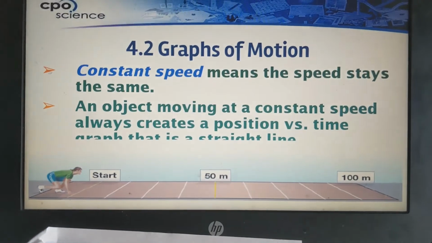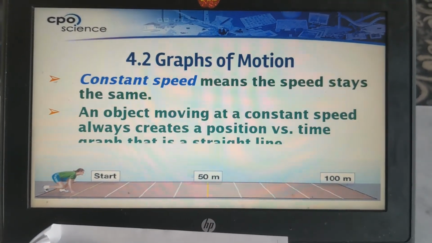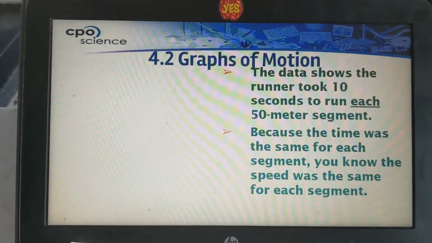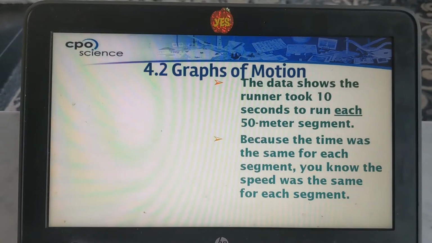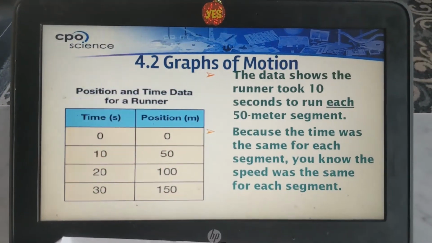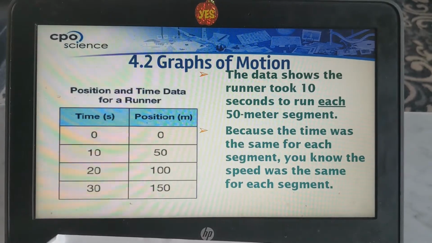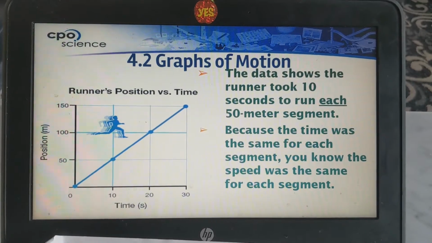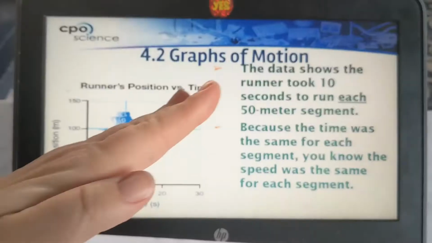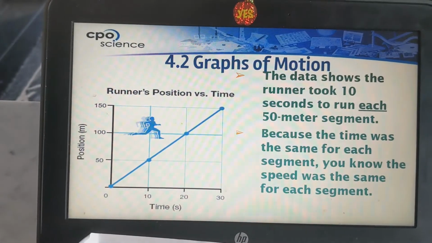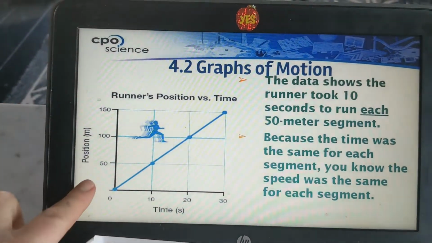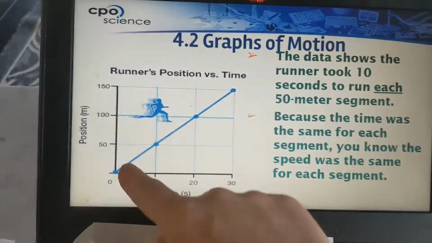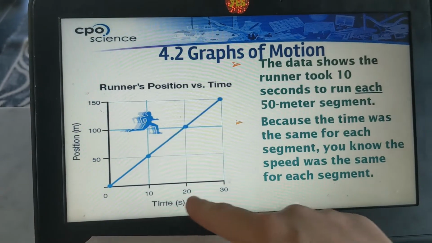If this runner runs at constant speed, which is not what happens in real life. In real life, we change our speed, which is acceleration, but we'll come back to that. If this data shows that a runner took 10 seconds to go each 50 meters, that person is moving at constant speed, and the graph of that motion would look like this. It is a straight line, which means that position is changing at a constant rate over time. Position is increasing at equal amounts of time.